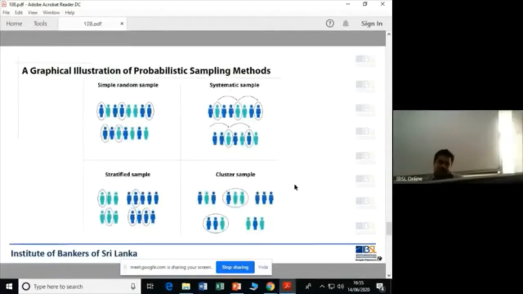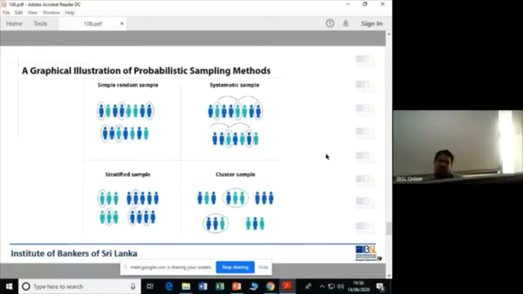This is a slide that I've intentionally put to graphically illustrate and give an understanding of the differences between the probabilistic sampling methods. The first one on the top left side, you could see simple random sample, where you can use a random number table or a random number generated based on some technique, and those numbers will be used to select data points for your sample.